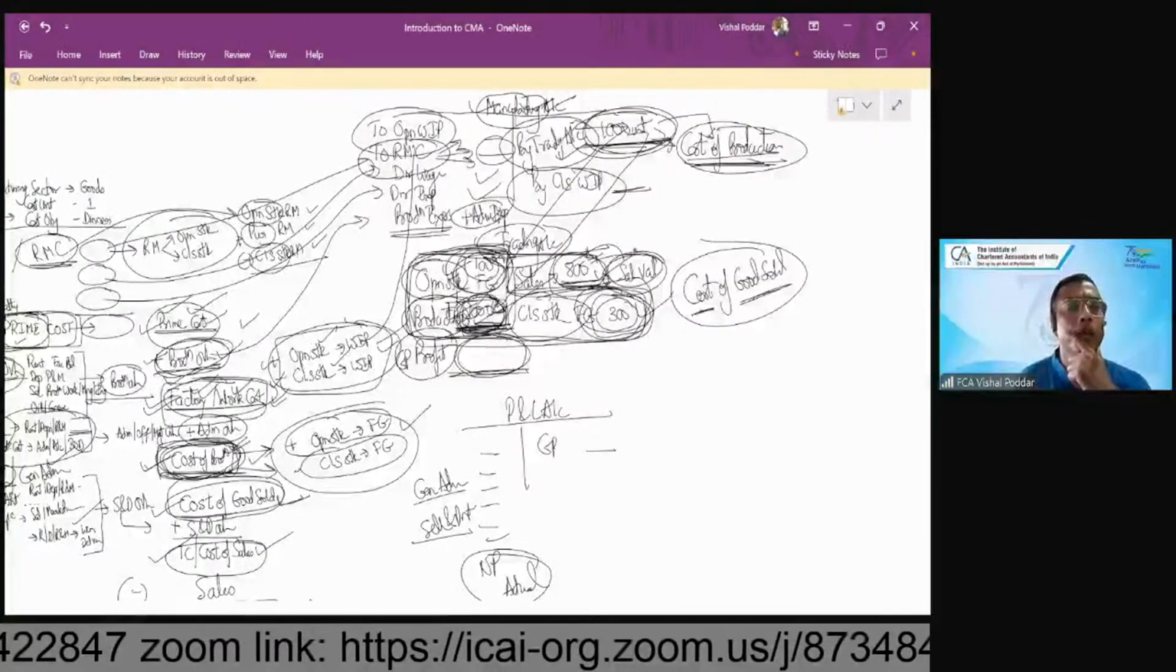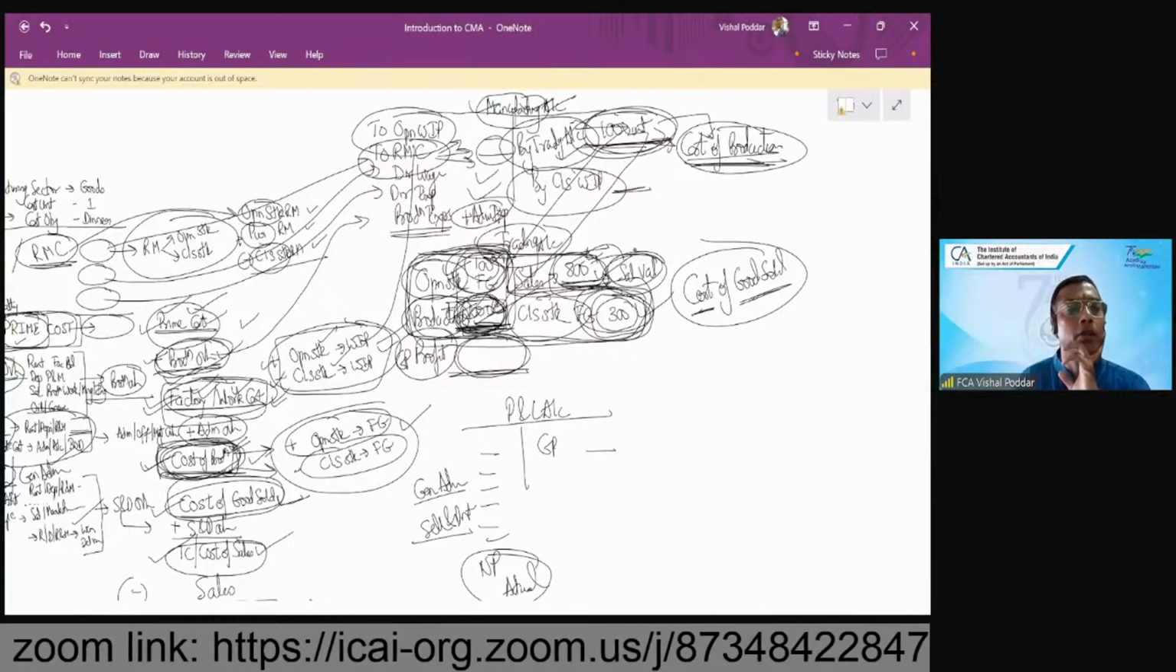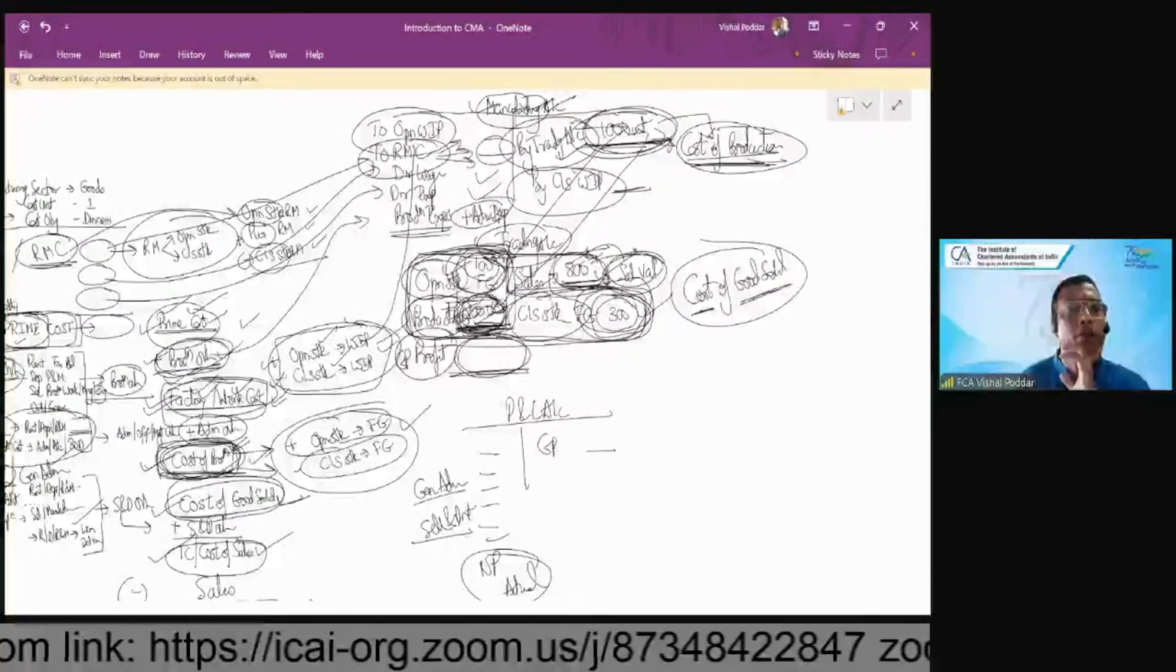Those whose question has been answered, please remove your hand raise so that others may come. Yes, Mohammed. First, let Mohammed raise his question.